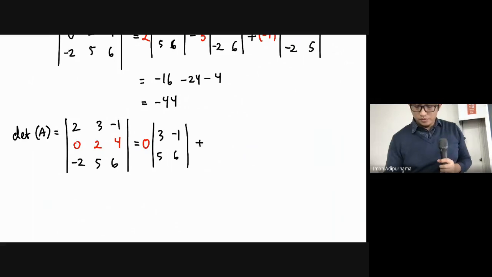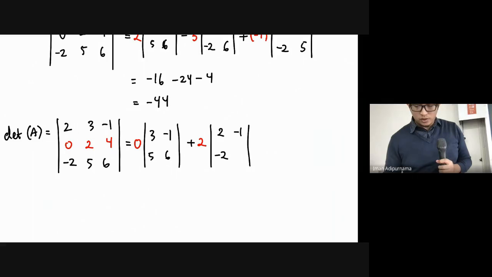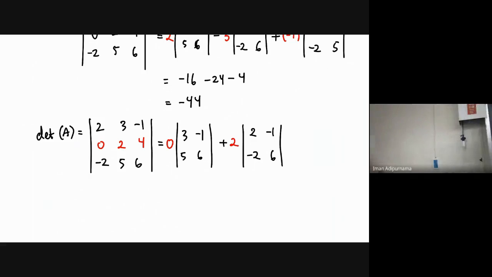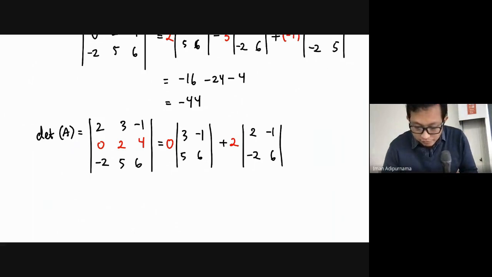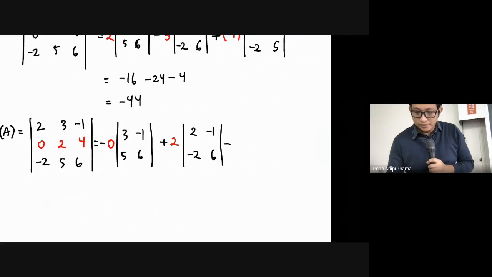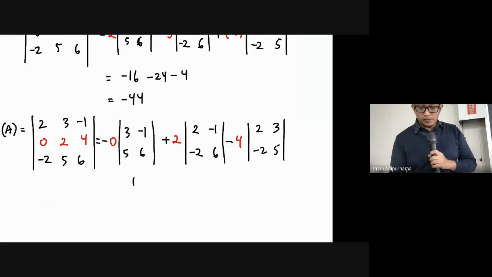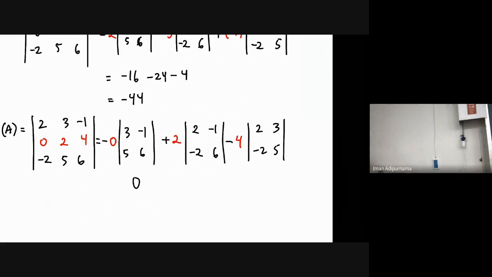And then plus 2. It will be 2, 2, -1, and 2, -1, and -2, 6. Okay. This is actually negative plus negative. So this is actually negative. Or let me write the negative so it's much clearer. It's -0, but it's 0 anyway. And then -4, 2, 3, -2, 5. Okay, it's easy, right? 0. And the second one is 12 minus 2, right? It's 10.